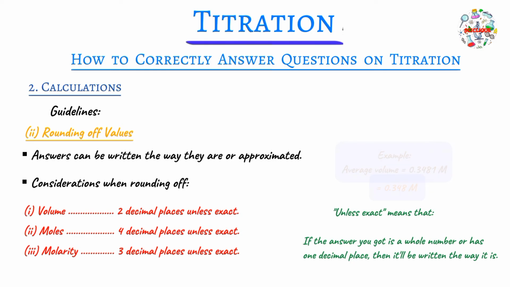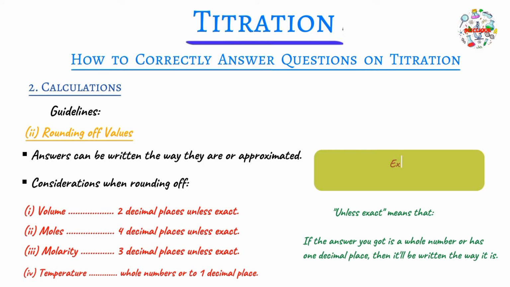Now, temperatures should always be stated in whole numbers or to 1 decimal place, which is either going to be a 0 or 5. So, for example, you can state the temperature as 27 degrees Celsius or 27.0 or 27.5. Let's imagine the temperature is 33. You can state it in whole numbers as 33, or it can be 33.0 or 33.5. If you choose to have temperature in decimal places, it can only be to 1 decimal place, and the first digit has to be either 0 or 5.